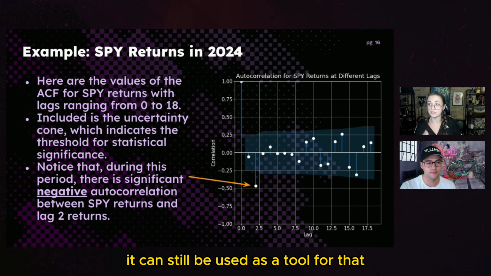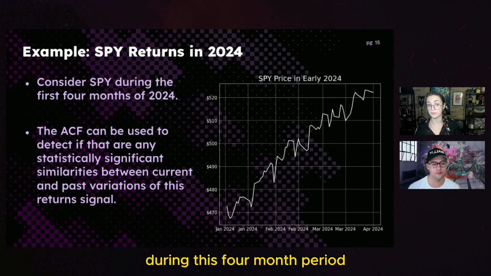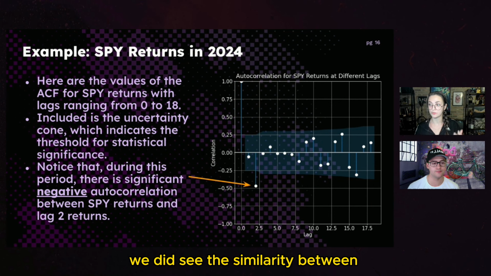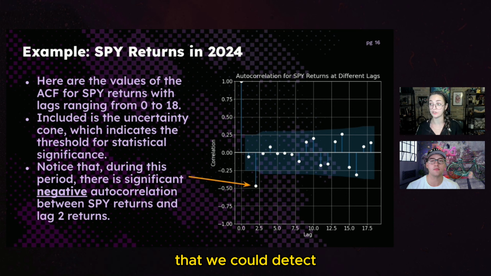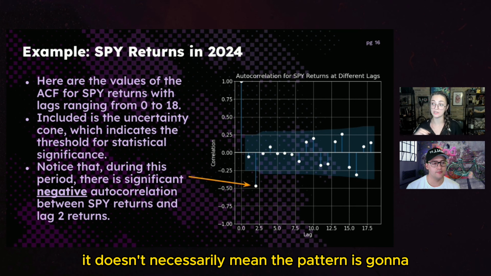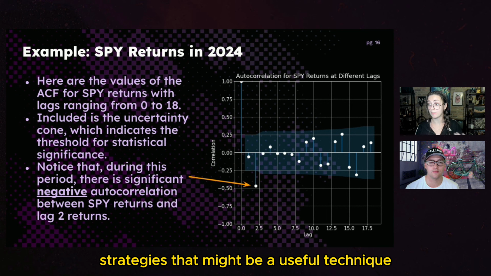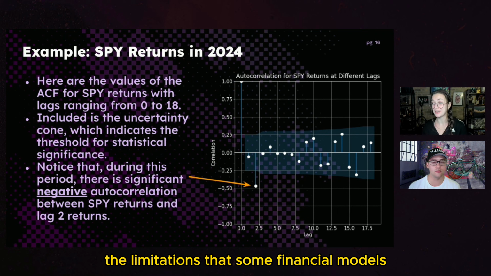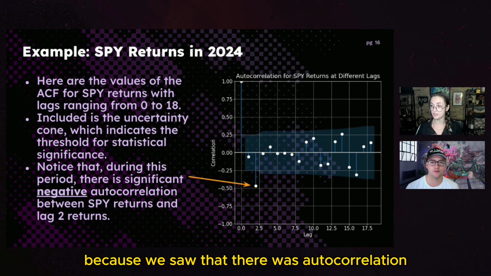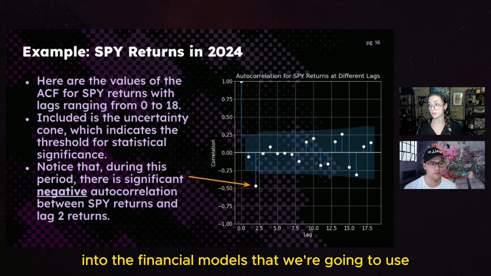But that being said, it can still be used as a tool for that. There's just going to be limitations. It might be that during this 4-month period, we did see the similarity between SPY returns and SPY returns that were shifted by 2 days. There might have been a pattern in there that we could detect. It doesn't necessarily mean the pattern is going to continue, but for more speculative or day trade strategies, that might be a useful technique. And also for understanding the limitations that some financial models are going to have. Because we saw that there was autocorrelation for this specific signal or over this specific periodicity, that might introduce errors into the financial models that we're going to use.